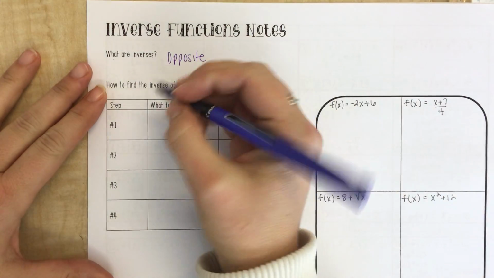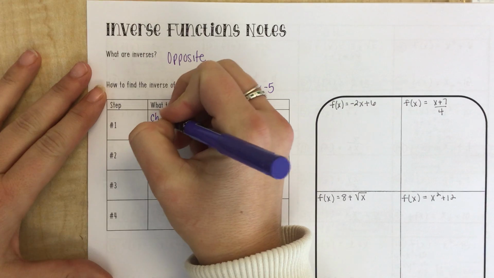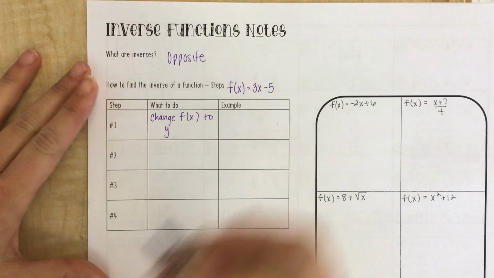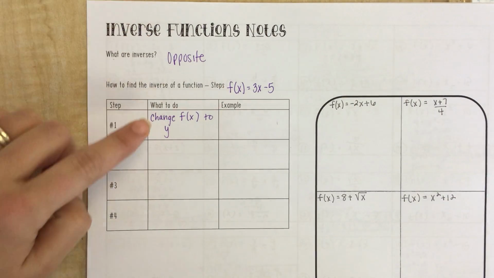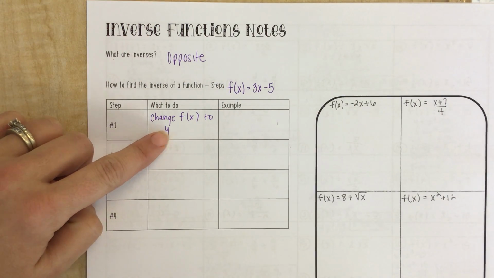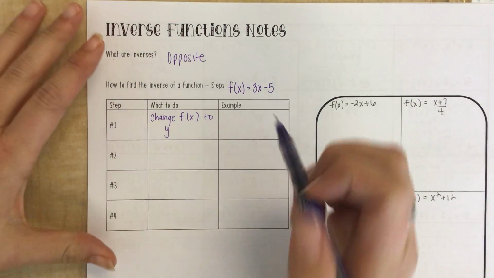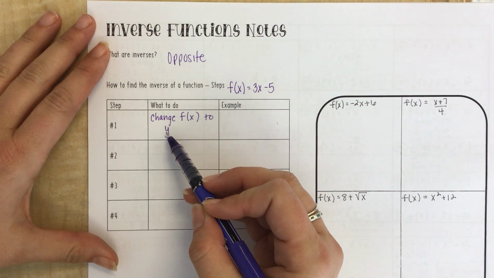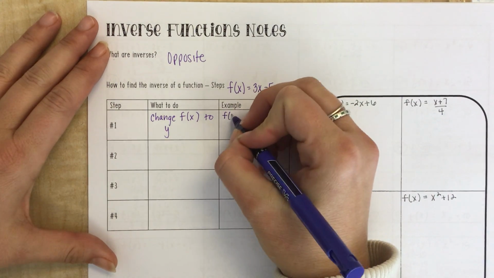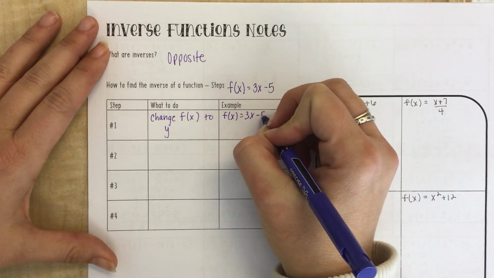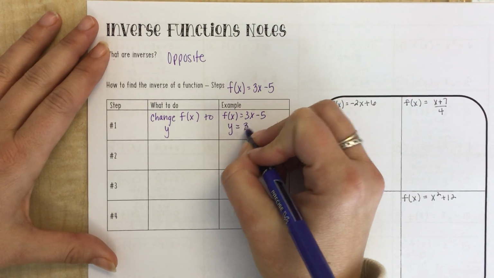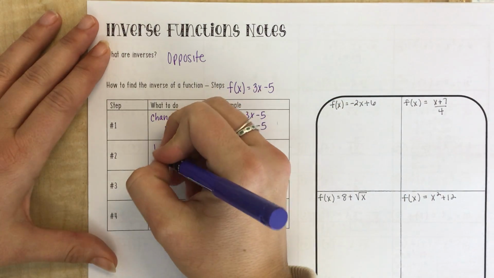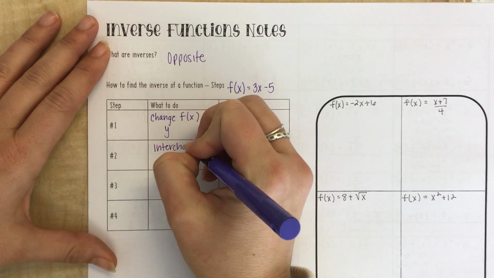All right, so step one, the first thing we're going to do is change our f of x to y. So we're taking it out of function notation and putting it back with just y. This could be g of x, h of x, k of x, whatever the name of your function is, we want to get rid of that and make it y. So if my original is f of x equals 3x minus 5, then I'm going to change this to y equals 3x minus 5. Step 2, we are going to interchange your x and y.